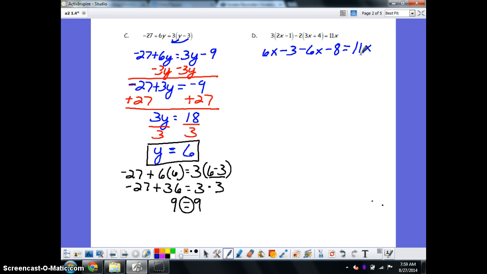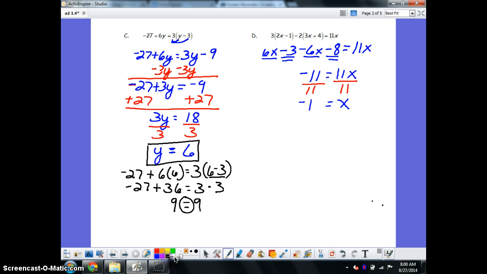Now, on this left side, we've got some like terms to combine. We've got 6x and negative 6x. Well, they cancel out, so we are left with 0. Negative 3 and negative 8 simplifies to negative 11, and that is equal to 11x. Now we have a basic one-step equation, and in order to solve that, we divide both sides by 11 for a solution x is equal to negative 1.